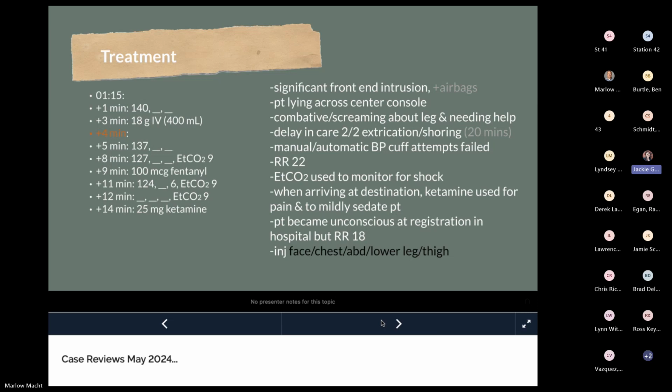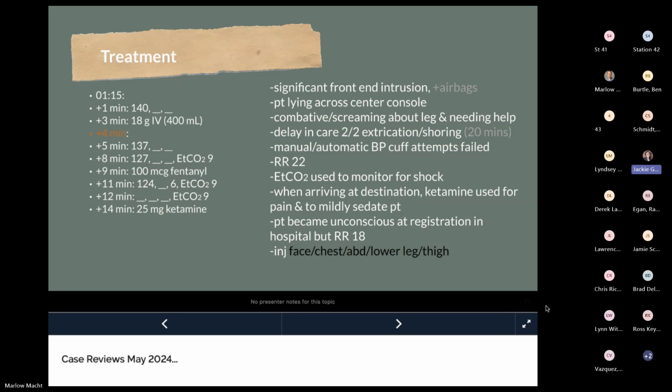Because this was the transporting agency, they had a 4-minute scene time, but prior to transporting the patient, they established an IV and gave him 400 mLs of IV fluids. At 5 minutes, they documented tachycardia at 137. At 8 minutes, they documented tachycardia at 127, end tidal CO2 of 9. They documented that they manually obtained a respiratory rate in the narrative and said that the respiratory rate was 22. They stated that they used an end tidal CO2 to monitor for shock, and they gave him at 9 minutes 100 micrograms of fentanyl.